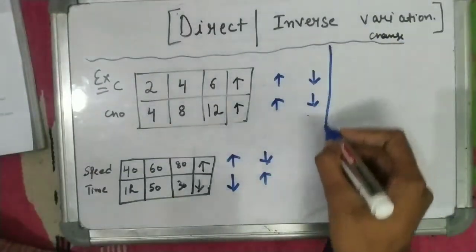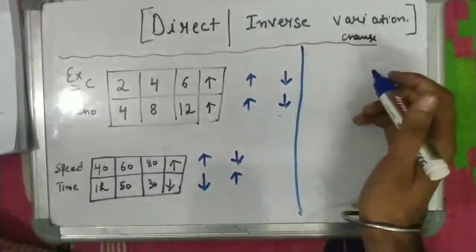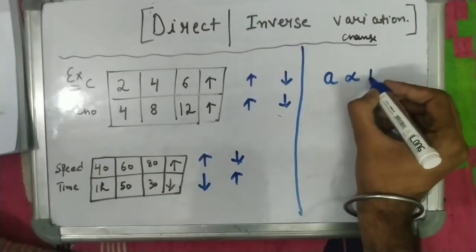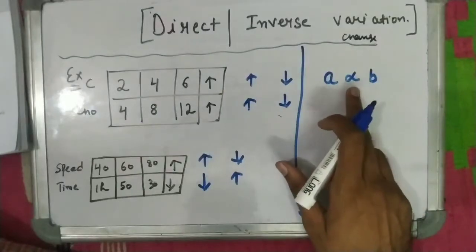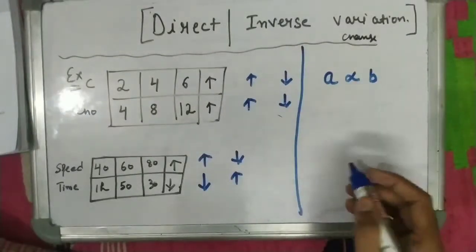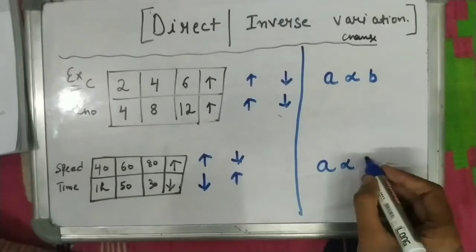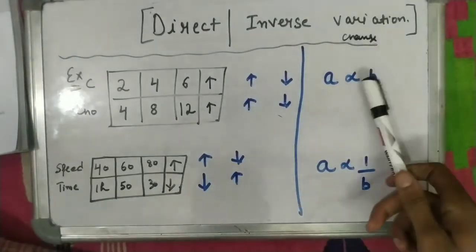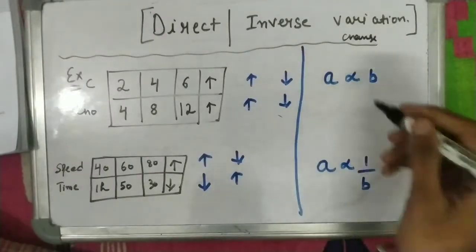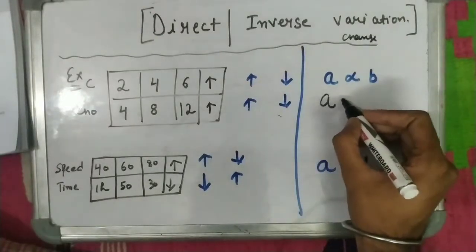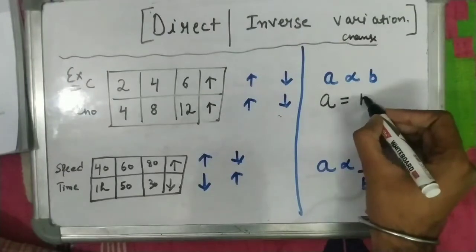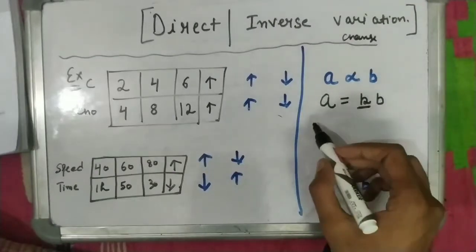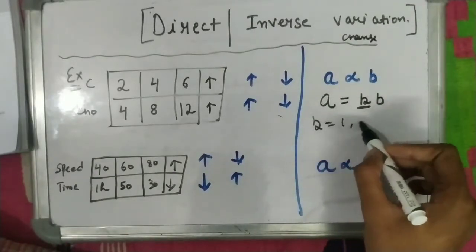Now we use symbols. In direct variation we use the symbol like A is directly proportional to B. This symbol is used for proportional, and in inverse variation we use A is inversely proportional to B. This symbol means proportional. If you want to change it into equal to form, you can take any value K. The meaning of K is any value, like K may be 1, 2, 3, 4 and whatever.